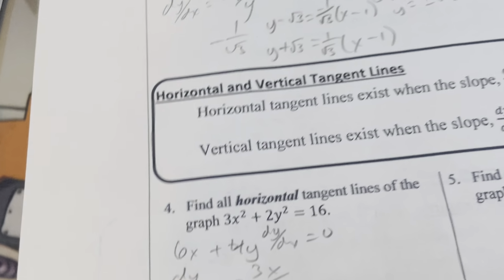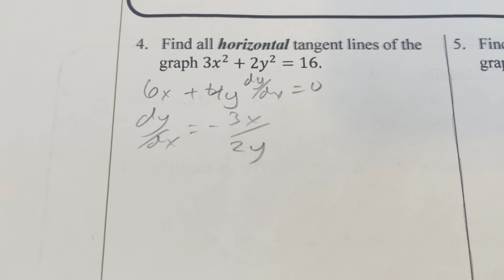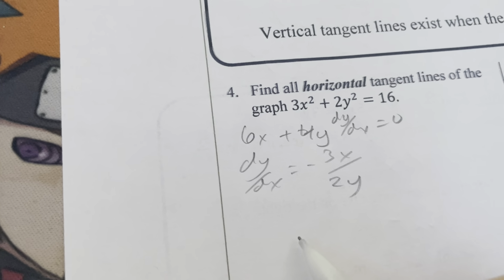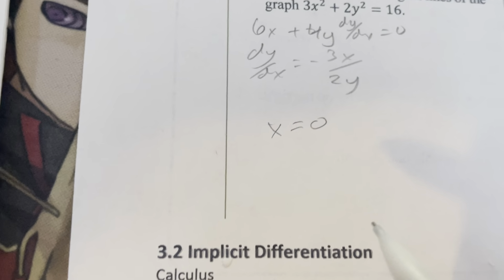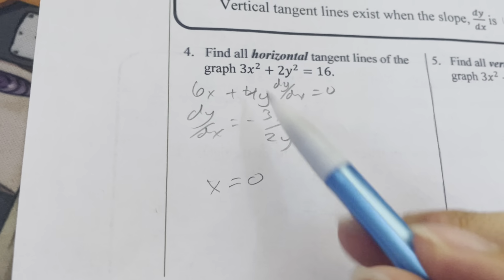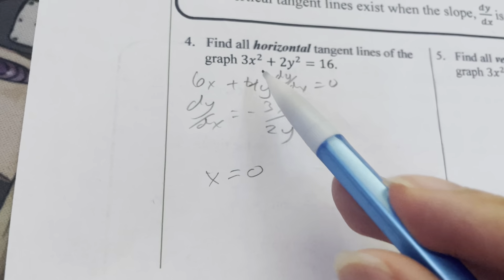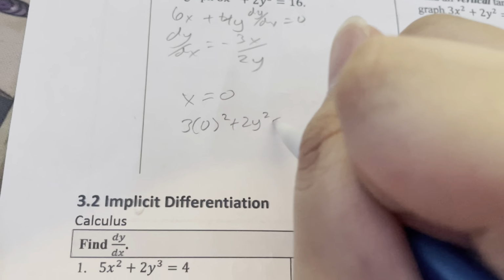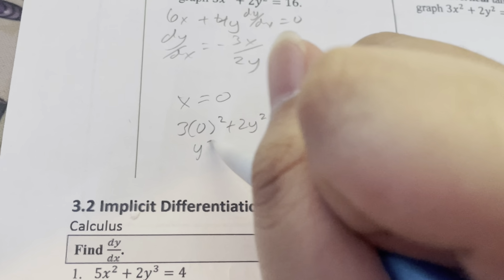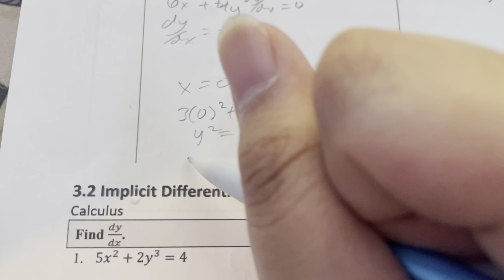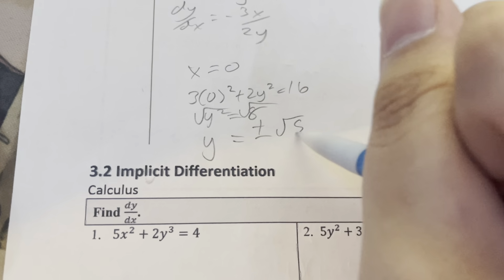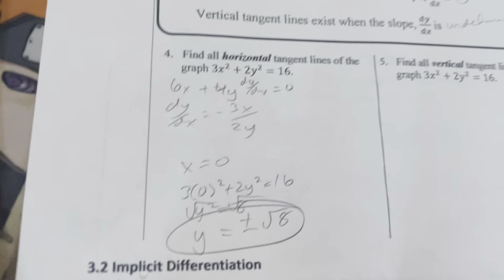Now that we know what the derivative is, we can start by figuring out what the x value is. In this case, negative 3x equals 0, so x equals 0, and then we plug 0 back into the equation. So 0 squared plus 2y squared equals 16. y squared equals 8. y equals plus or minus square root of 8. And this is our answer. That's where our horizontal tangent lines are.